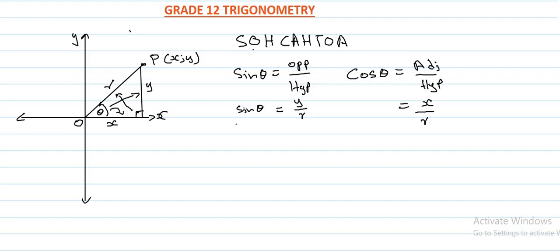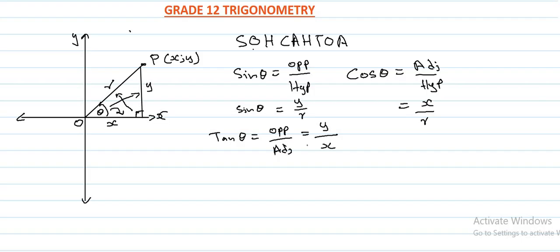Then we have the tan of theta. The tan of theta is equal to opposite over the adjacent side. As we have discussed, the opposite is opposite theta. In terms of our diagram, it's y, and the adjacent is the side closer to theta, it's x. So the tan of theta is y over x.